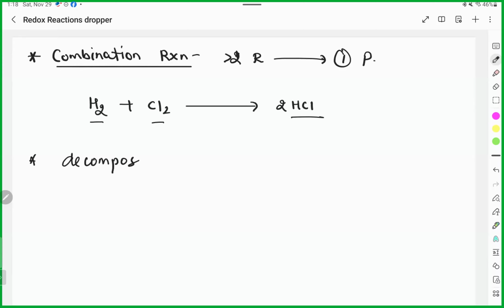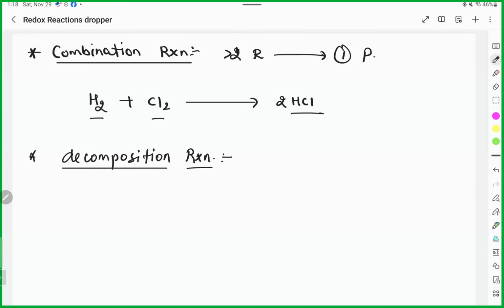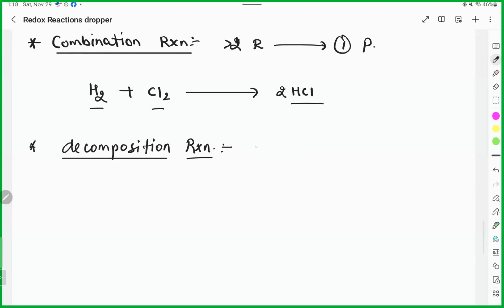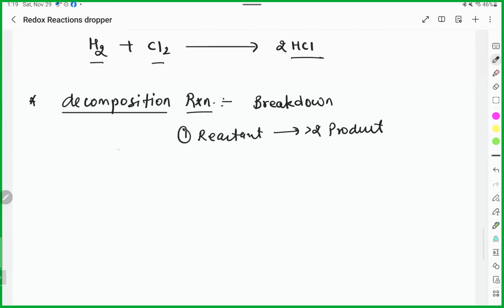Anvita, what is a decomposition reaction? One compound breaks into two, right? One reactant will produce two or more products. That is known as a decomposition reaction. For example, reverse it: 2HCl breaks down into H2 and Cl2. And you had this in 10th class.